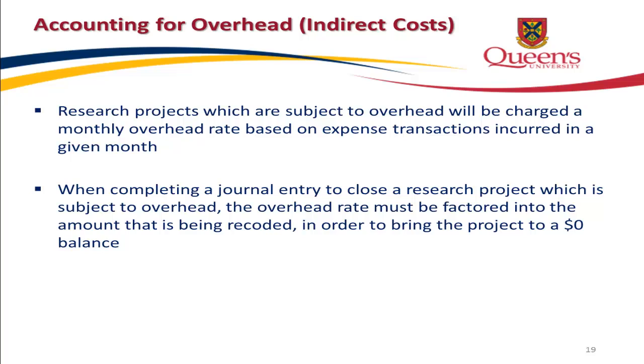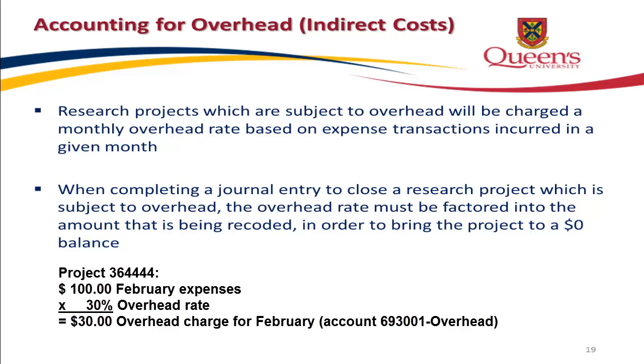Research projects which are subject to overhead are charged amounts each month based on the overhead rate related to that project. Overhead is based on expenses incurred in the given month. For example, if Project 364444 had expenses totaling $100 in a given month, all of which were subject to a 30% overhead rate, at the end of the month, a total of $30 in overhead would be charged to the project, using overhead account 693001.